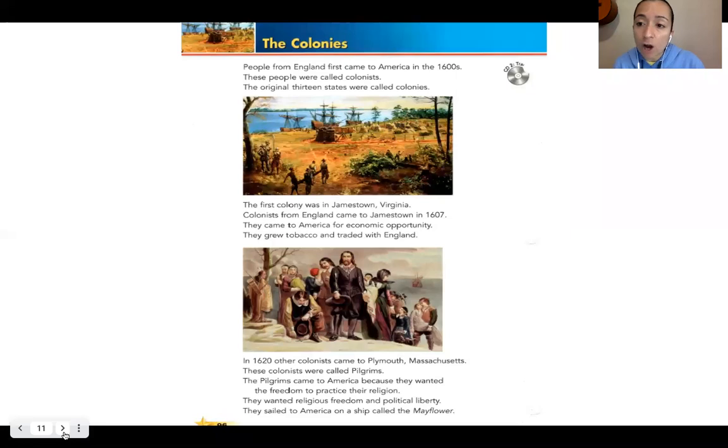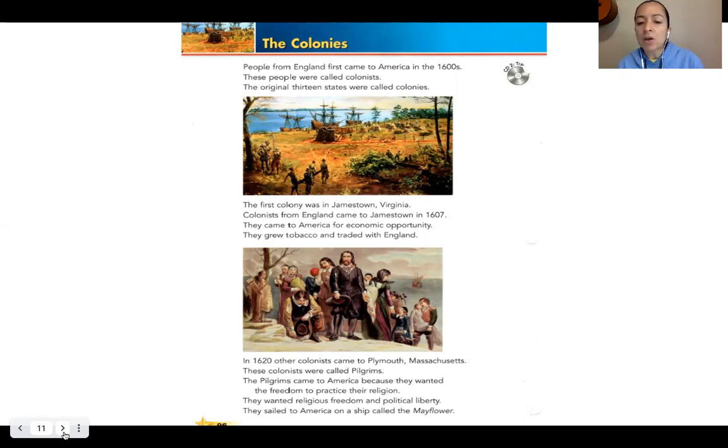Now we're going to talk about the colonies, and this has to do with the 13 original states. People from England first came to America in the 1600s. These people were called colonists. The original 13 states were called colonies. The first colony was in Jamestown, Virginia. Colonists from England came to Jamestown in 1607. They came to America for economic opportunity. They grew tobacco and traded with England.